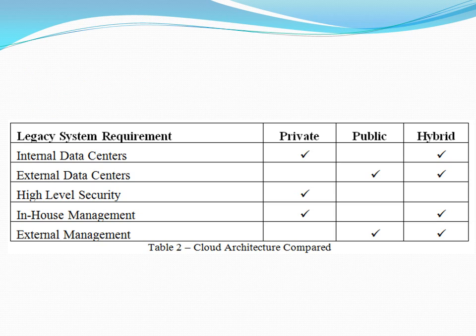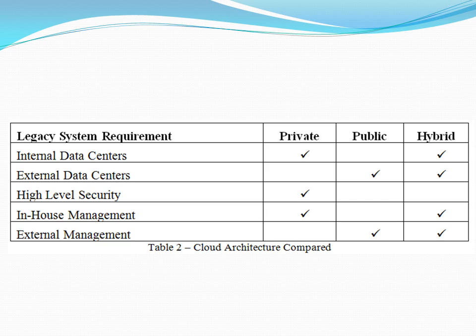This table shows some of the requirements of a legacy system and how they can be met on different architectures of the cloud. So, as you can see, there are advantages and disadvantages to each type of cloud, and they have to be considered based on the legacy systems themselves. So, based on the table, you can see the different architectures that are used for different requirements.